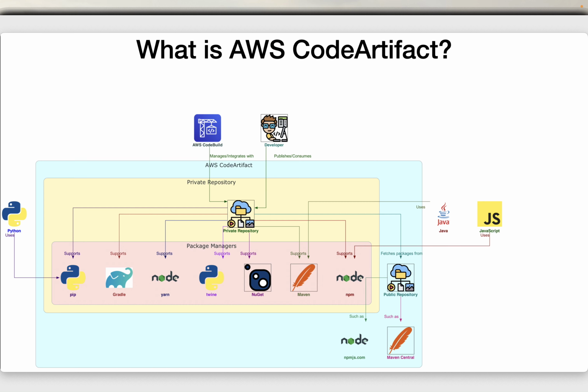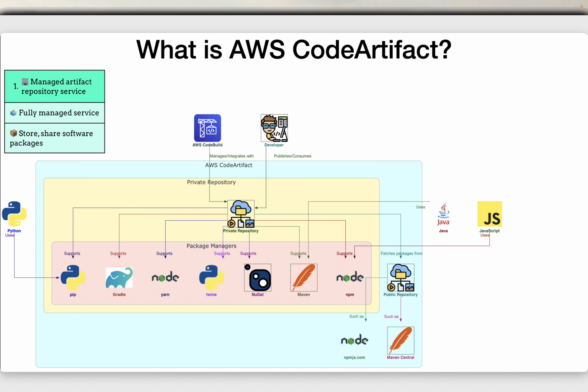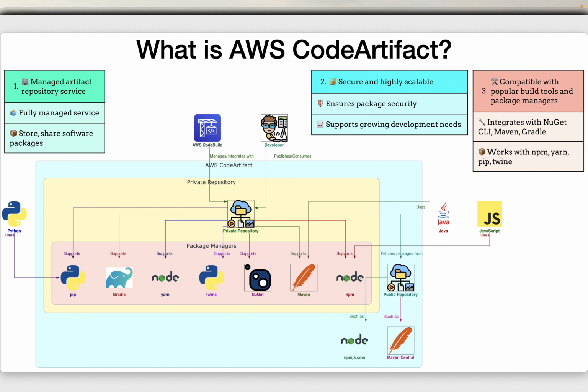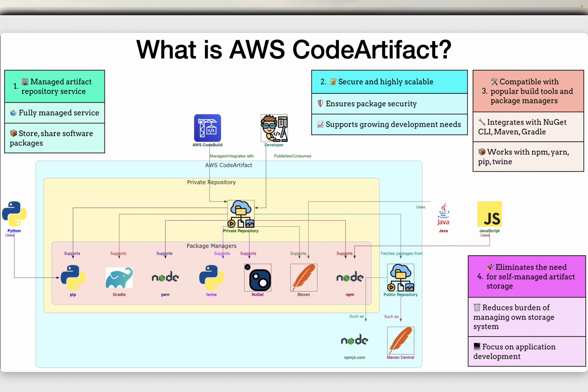So what is Code Artifact? Code Artifact is a fully managed service that helps organizations store and share software packages for application development. Code Artifact ensures the security of your packages and offers high scalability to support your growing development needs. Code Artifact seamlessly integrates with widely used tools such as NuGet, Maven, Gradle, npm, Yarn, pip, and Twine.